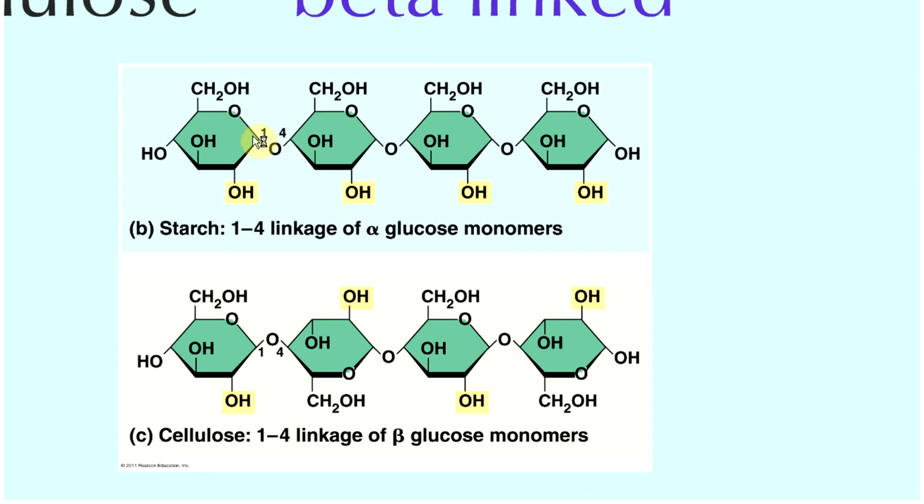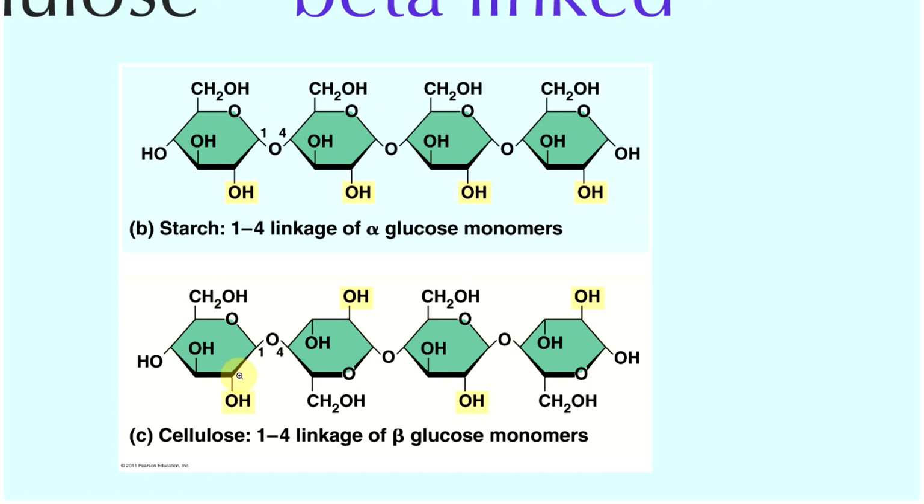The bonds that link the glucose molecules together are a special type of covalent bond found in carbohydrates only called a glycosidic bond or a glycosidic linkage. Again, this bond is formed through dehydration synthesis.